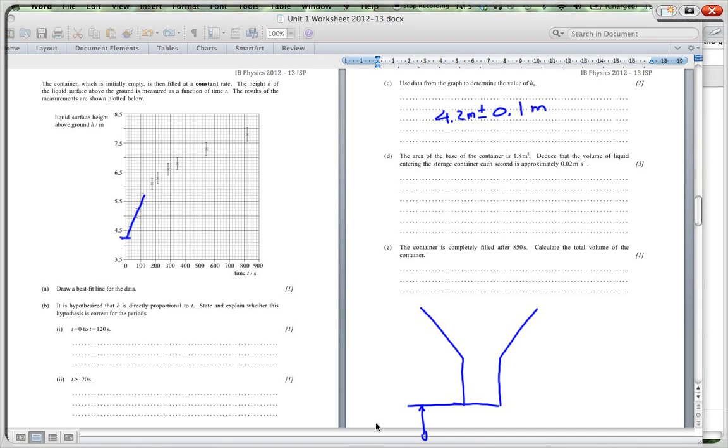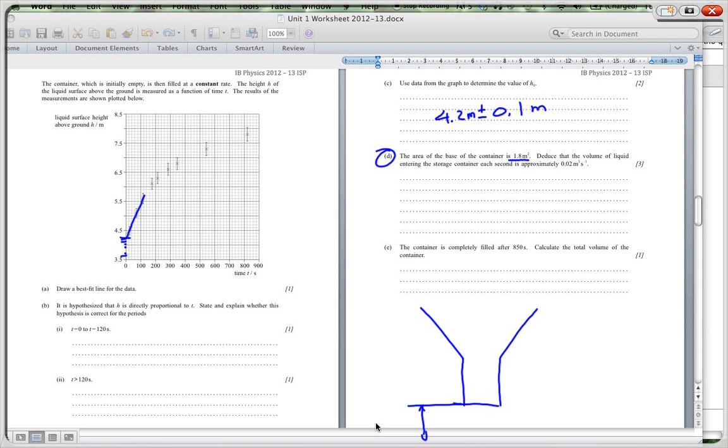And I think you can see that because each one of these is 0.1. It's 0.1, 2, 3, 4, 5. You're going to 4, and then it's 0.1, 0.2. So we're around 0.2, 0.3 would be the value. Then it says D, the area of the base is 1.8 meters squared.